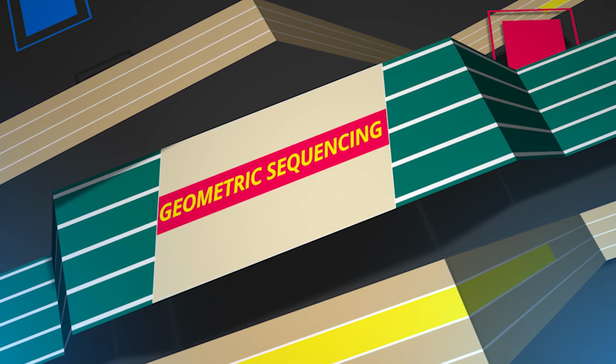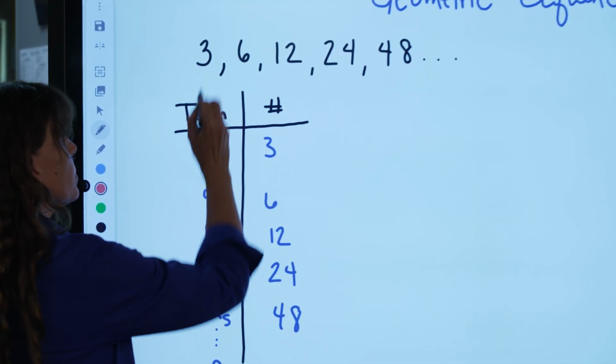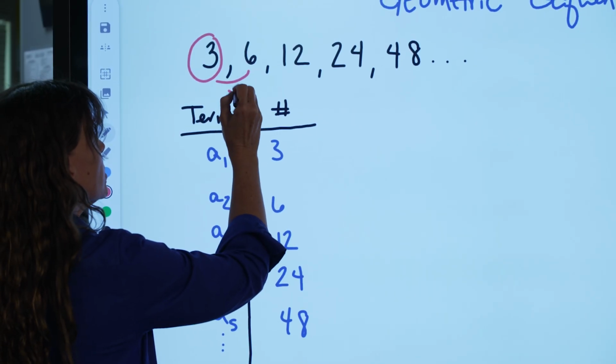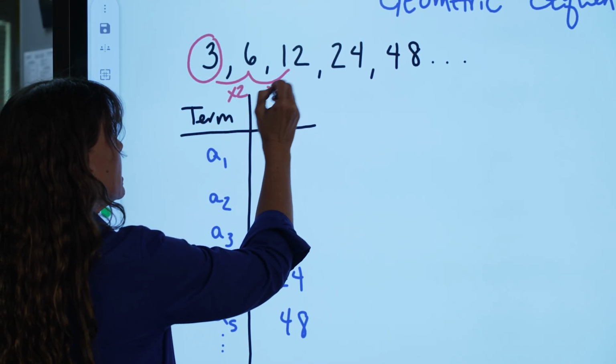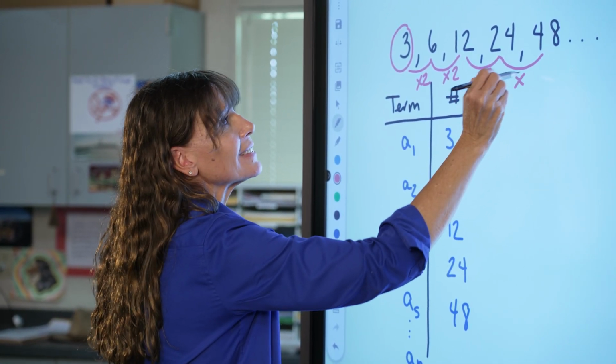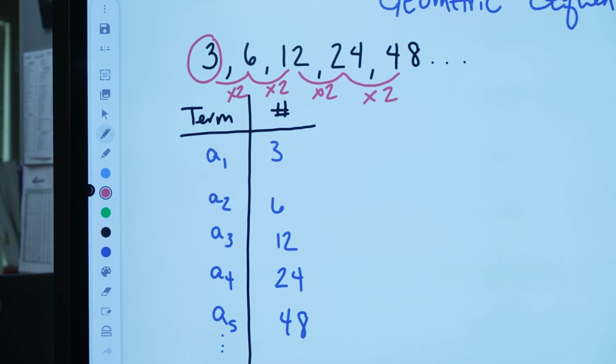Today we're going to be working with geometric sequencing, and in geometric sequencing we're going to notice we're multiplying by the same thing each time. So if I start with 3, here's my start number of 3, I've just gone ahead and decided that I am going to multiply by 2 each time. So geometric sequencing is either multiplying or dividing by the same thing each time.